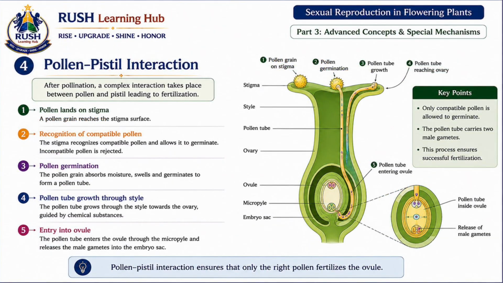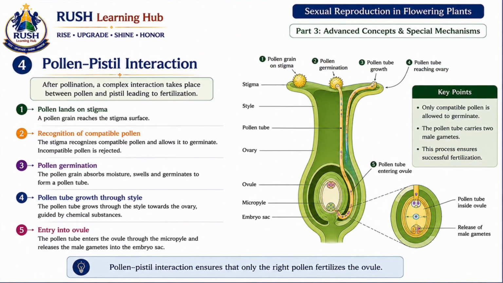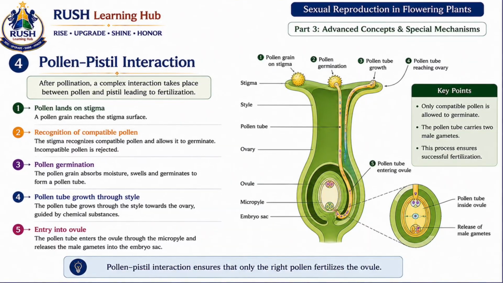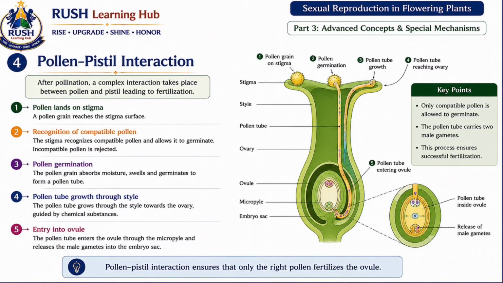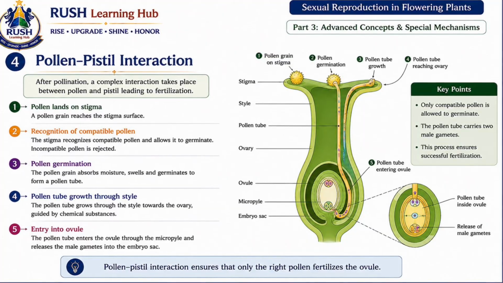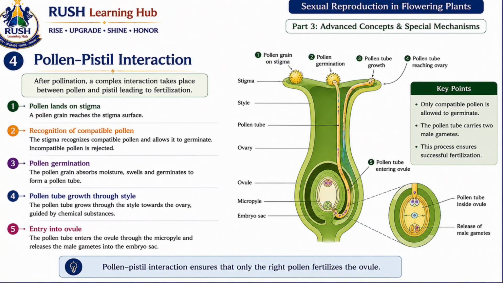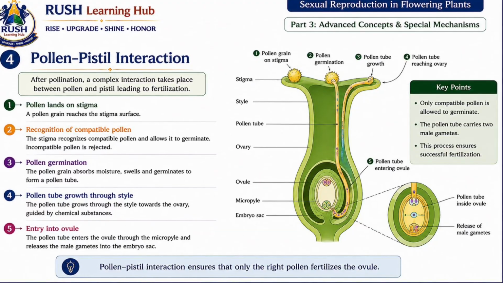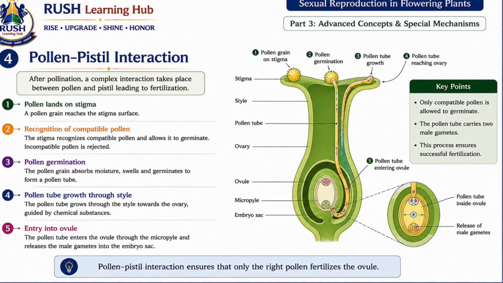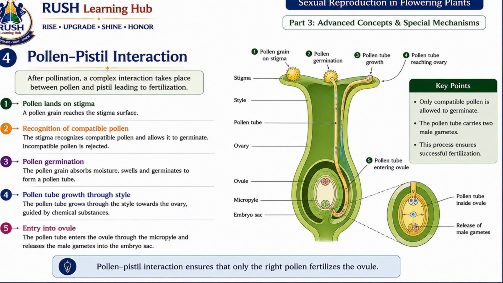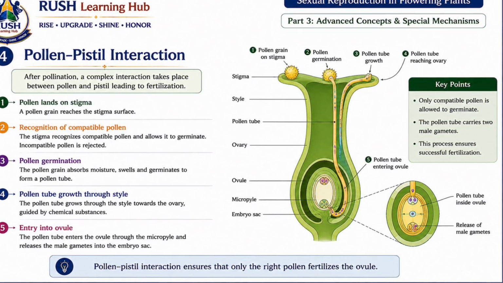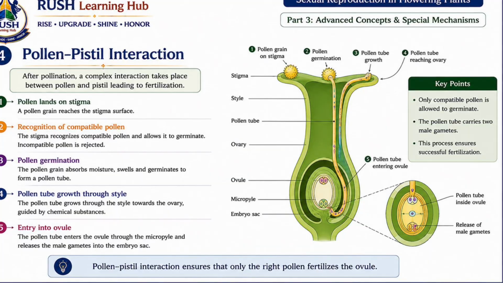Step 5. Entry into the ovule. The pollen tube finally reaches the ovule and enters through a small opening called the micropyle. It then penetrates the embryo sac and releases the two male gametes. These male gametes will participate in the process of double fertilization, which you have already studied in earlier lessons.